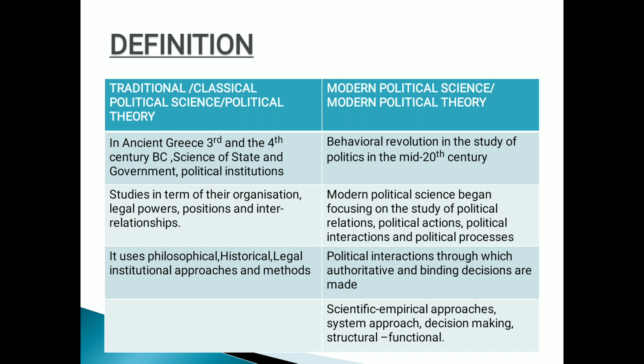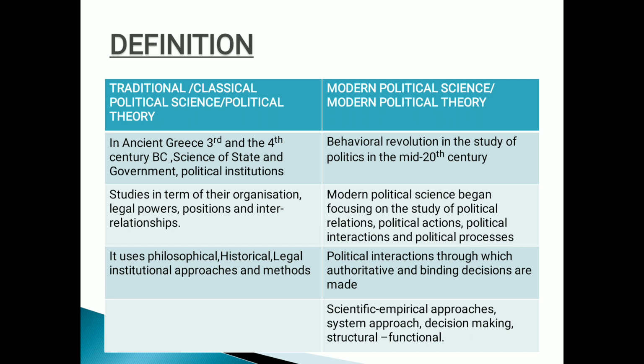So after studying all these things like philosophical, historical, legal, institutional approaches, I've already mentioned them. Legal, institutional means the judiciary, which we already did in the civics part, right? Legislative part, executive part, judiciary part, and other methods as well. Clear, everyone? So this is the definition of traditional classical political science or political theory.